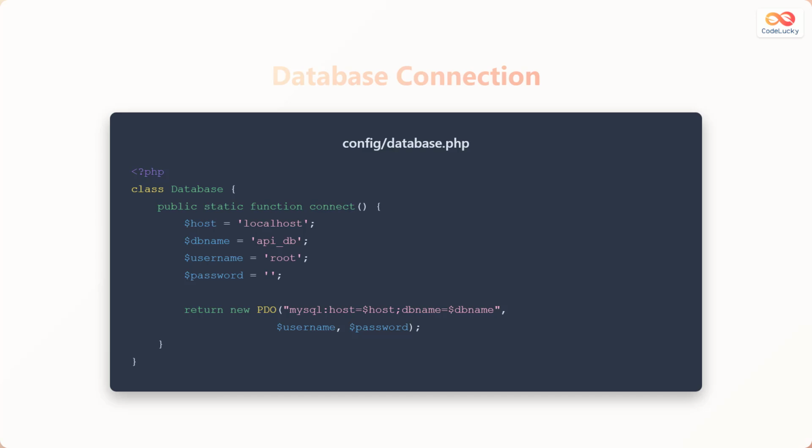Here is the code for connecting to a database in the config/database.php file. Create a class named database. Inside the database class, create a static function named connect. Inside the connect function, define the host, database name, username, and password variables. Then return a new PHP data object, also known as PDO, with the connection details.